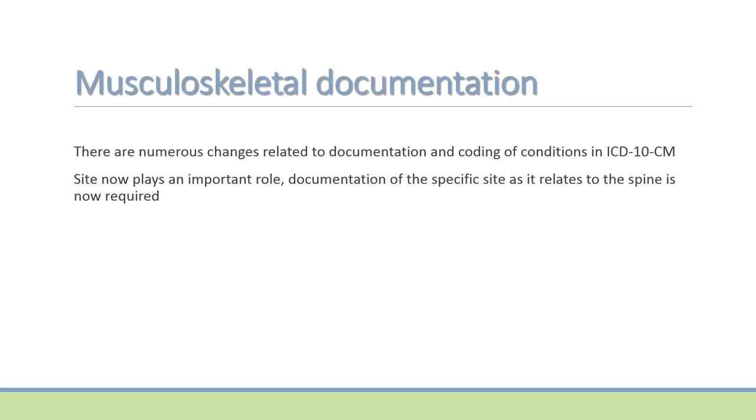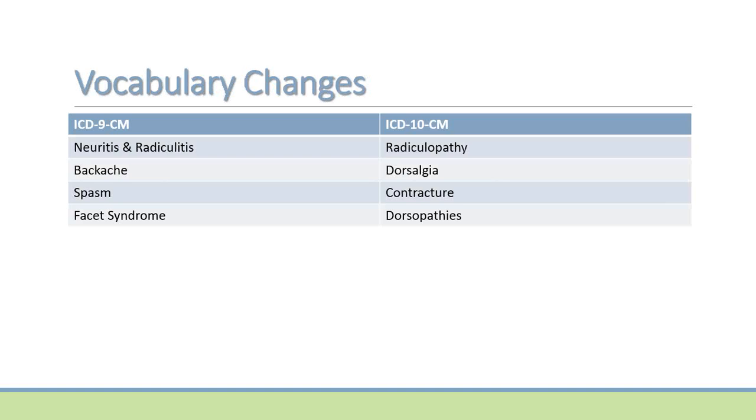Chapter 3, musculoskeletal documentation. There are now whole books just written about the documentation requirements for ICD-10. And I can tell you that I'm writing my third book specifically on this for the chiropractic profession. So when that gets done, I'll be sure and let you know. But the documentation drives ICD-10. There are some vocabulary changes. Neuritis and radiculitis now are changed to radiculopathy. Backache in some instances is dorsalgia. Spasms to contracture, and facet syndrome is now listed under dorsopathies.